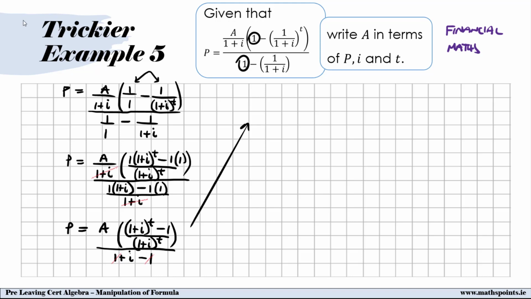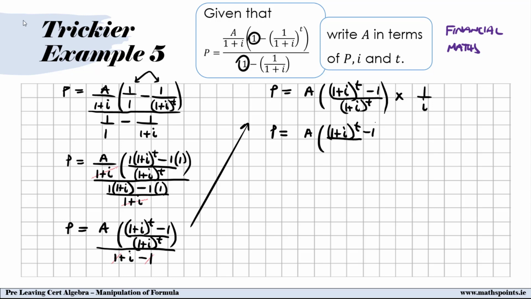Tidying this further, we'll go up here and we have P is equal to A on 1 plus I to the power of t minus 1 all over 1 plus I to the power of t. And then to divide by I, that's the same as multiplying by 1 over I. And so the next line becomes P equals A on 1 plus I to the power of t minus 1 over I times 1 plus I to the power of t.